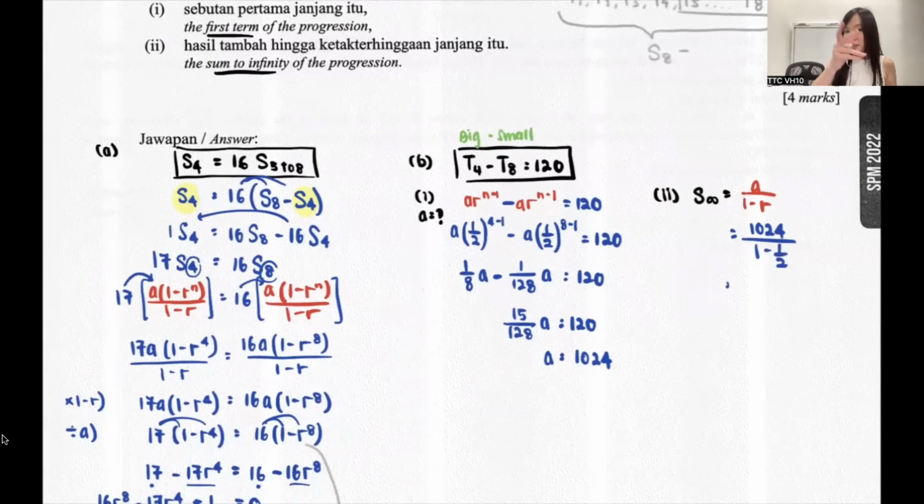So just sub it in, press your calculator. When you press at the bottom, please put a bracket. So 1024 divided by 1 over 2. You should get the answer 2048 for your S infinity.